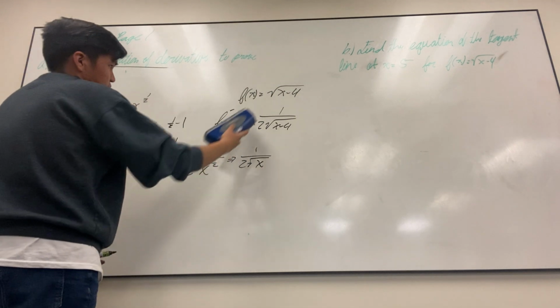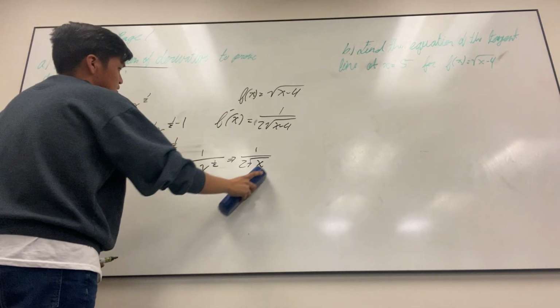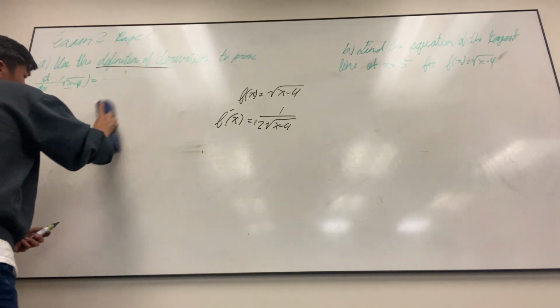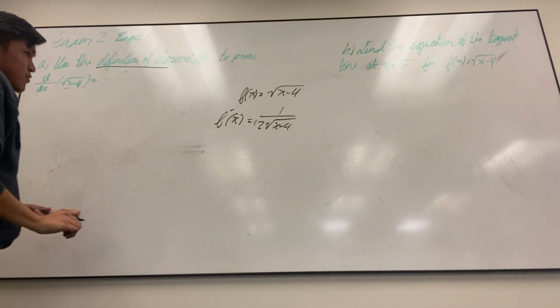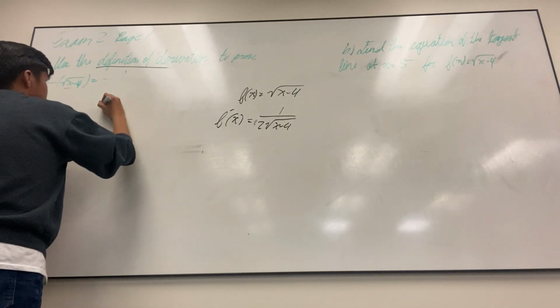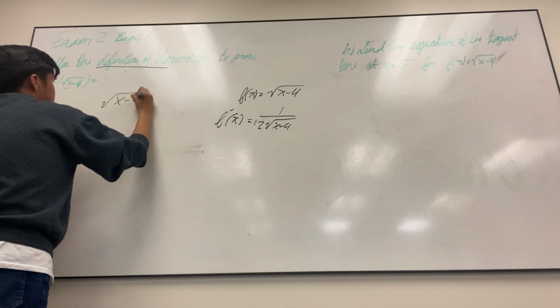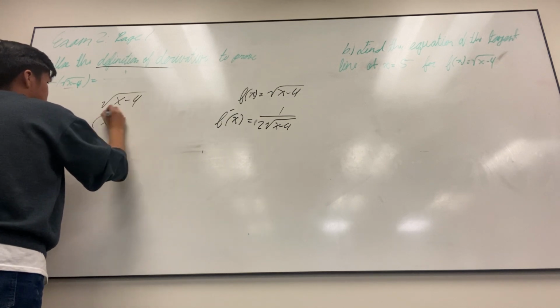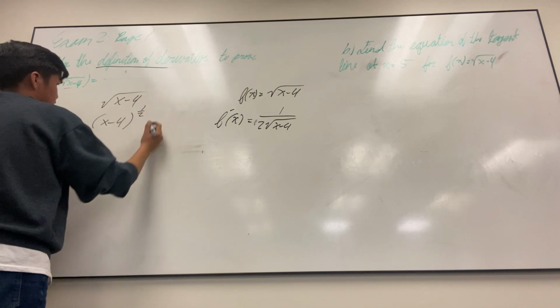And then the same basis as for this one, we'll expand it out for me. So our original function is square root of x minus 4. We can rewrite that into the exponential form. So we have x minus 4 to the 1/2.